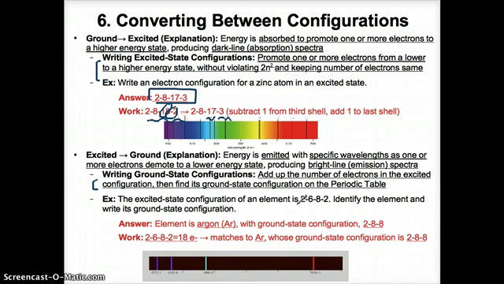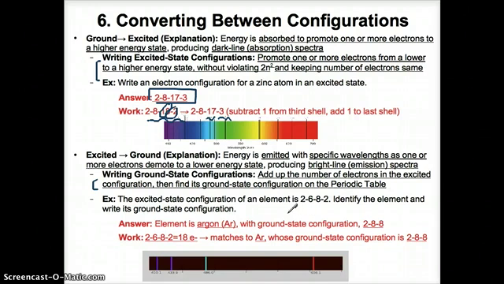Now, to write ground state configurations from excited state configurations, it's very simple. Just add up the number of electrons in the excited configuration, then use that number to match it up to the atomic number and number of protons of an element on the periodic table. And this is, of course, presuming you have a neutral atom. Then you just have to find the associated ground state configuration.